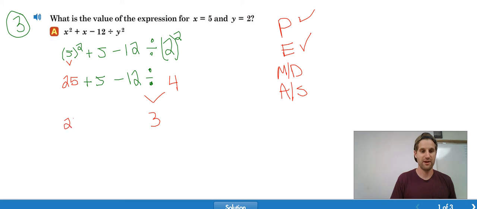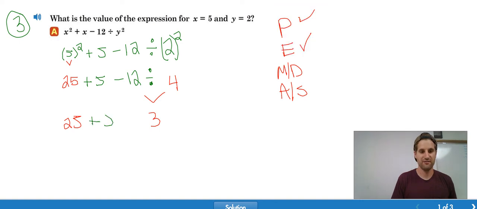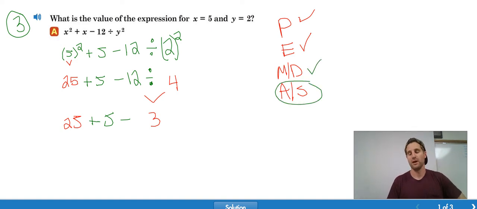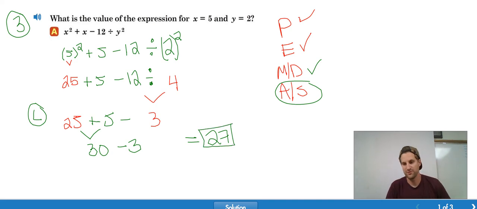I already have that 25 from before. And now, we get plus 5 minus 3. Now we're at this last step, addition, subtraction. Guess what? It doesn't matter which one I do first. I always go from left to right. So I'm going to start over here on the left-hand side. I'm going to do this first. 25 plus 5 is 30, minus 3, which is 27. Okay? So PEMDAS, very important, nice and slow, step by step, no rush.